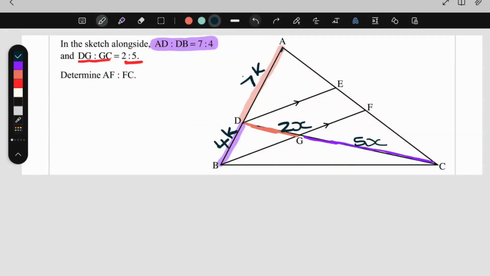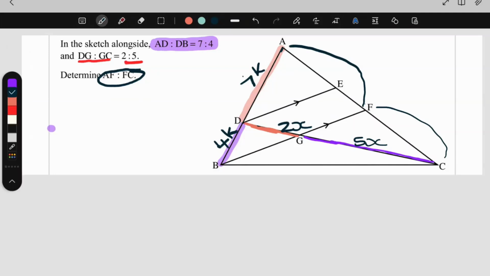Question is, determine AF is to FC. So AF, this AF, and FC is there. So we have to determine the ratio. Before I start, I'm going to fill in some missing ratios. So I'm going to look for prop theorem triangles.